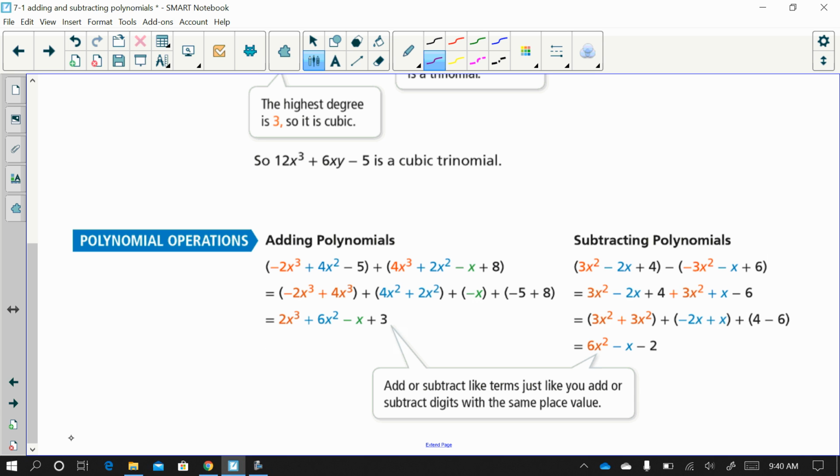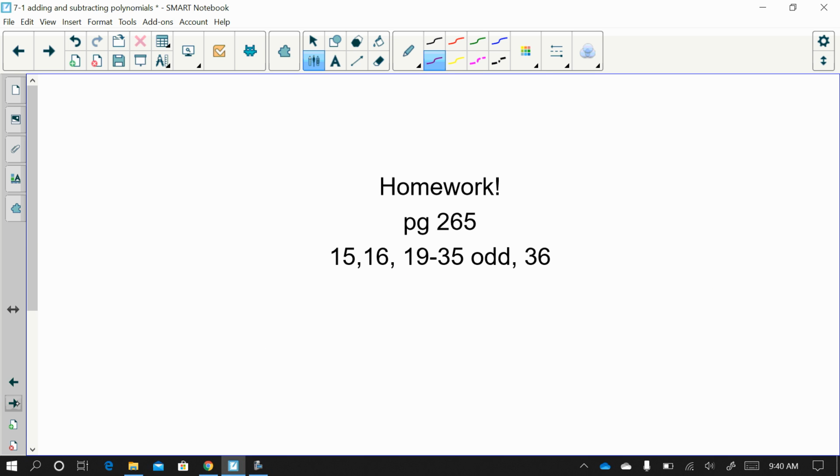Okay, just a summary of everything we talked about. Homework tonight, you're doing page 265. You're going to do problems 15, 16, 19 through 35 odd, and number 36.